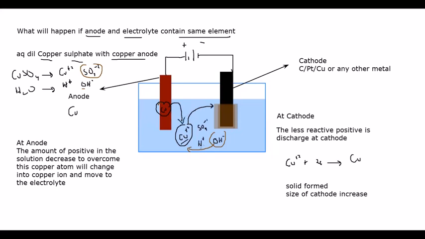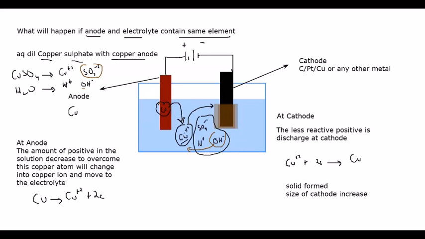So the negative ions are not able to discharge at anode, because the copper atoms are going inside the solution as a copper ion. So what will be the equation for anode? The copper atom will go inside the solution as a copper ion by losing two electrons. So copper ion from the electrolyte will move towards the cathode. Copper atom from anode will go inside the solution as a copper ion. So other ions are not able to get a chance to discharge. So the only thing that happens is copper ion will move towards cathode, and copper atom will go inside the solution as a copper ion.